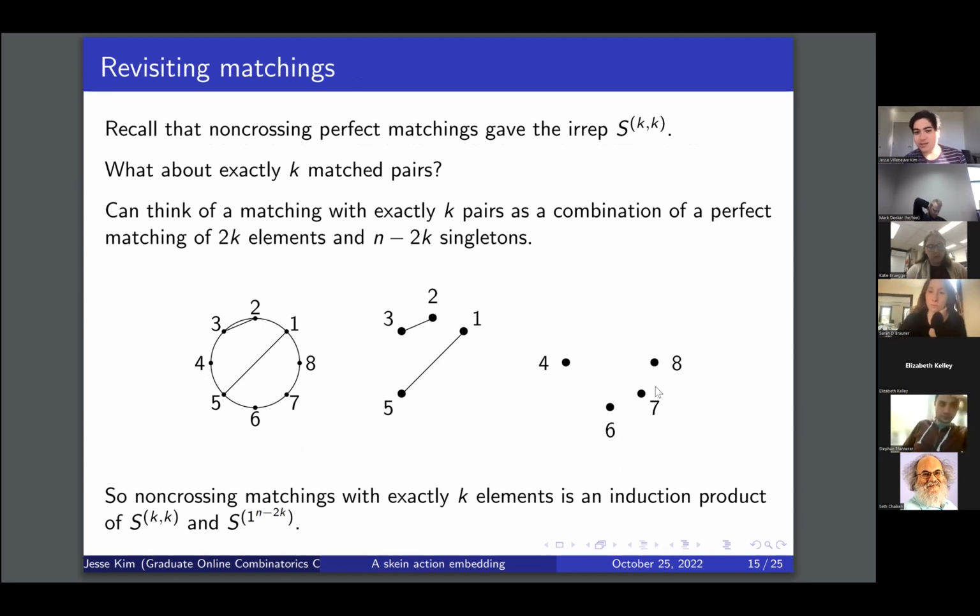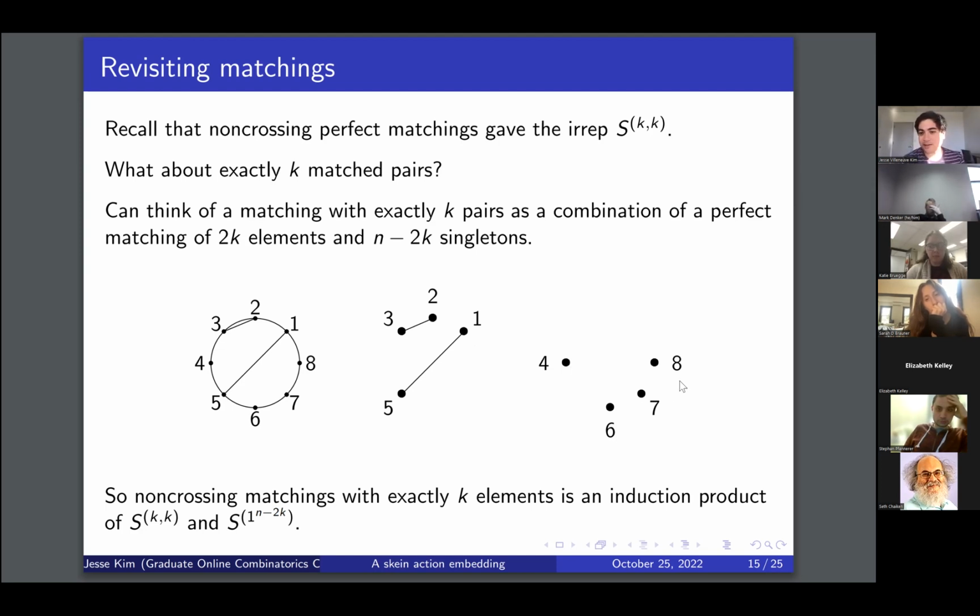Part of it is just giving you a sign. And part of it is telling you how you're swapping which vertices are in your perfect matching and which vertices are singletons. So that's exactly how an induction product works in algebra, right? This is the induction from the product of the symmetric group on the vertices 1, 2, 3, 5, and the product of the symmetric group on the vertices 4, 6, 7, 8, to the symmetric group on all vertices.